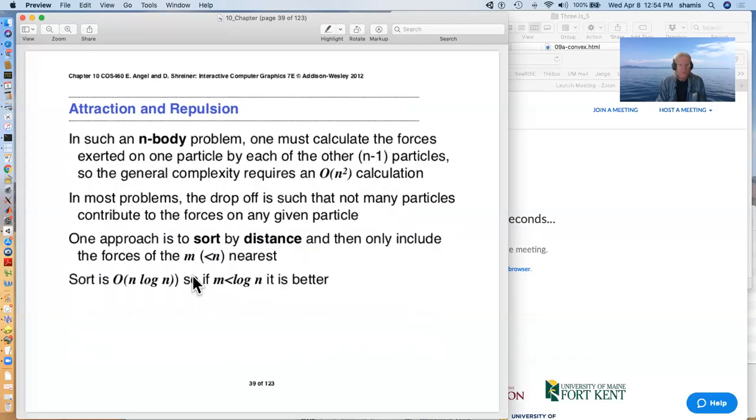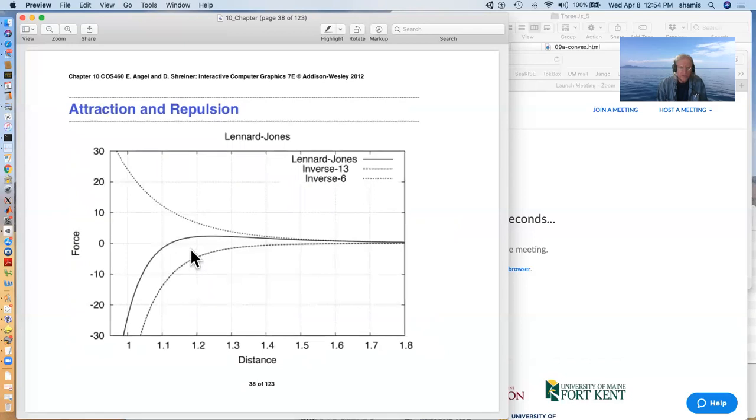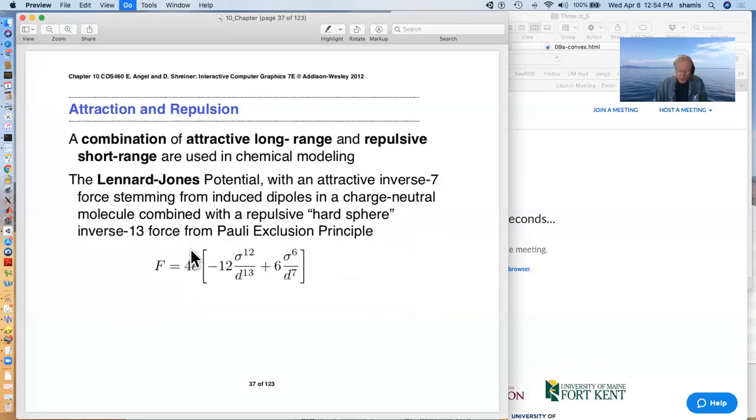for Lennard-Jones. So with an n-body problem, you've got to calculate these forces on each particle due to every other particle. This is why it's order n squared. In some cases, you can neglect particles that are far away, because as you saw back here, the forces fall off pretty quickly with distance.